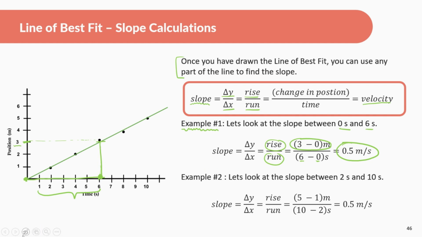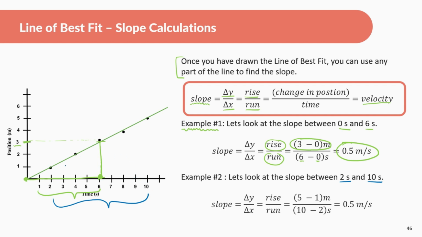Okay, let's look at example 2. I'm going to do a different color. So let's look at the slope between 2 seconds and 10 seconds. Okay, so now what we're looking for is from 2 seconds. Let's do 2 seconds to 10 seconds.